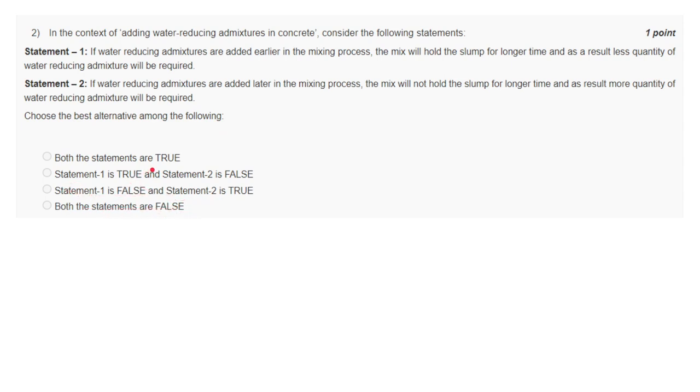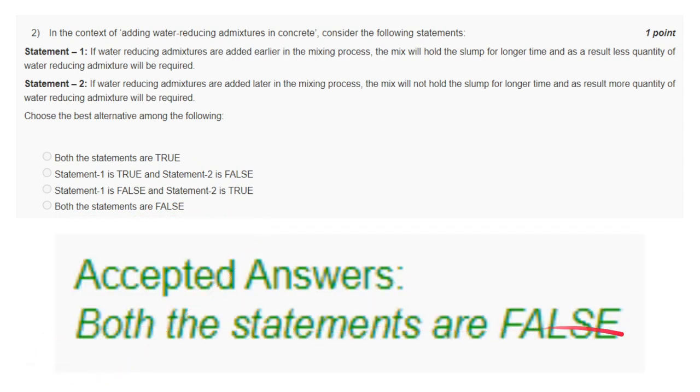So, if you remember, when using water reducing admixture in concrete, the timing is important. If water reducing admixtures are added earlier in the mixing process, the mix will hold the slump for longer time, that is true, but as a result, more quantity of water reducing admixture will be required, not less. So one is false. And similarly, if water reducing admixtures are added later in the mixing process, the mix will not hold the slump for longer time, that is true, but less quantity of water reducing admixture will be required, not more. So two is also false. The first part is correct, but the second part is wrong in both the statements. So both will be false, therefore the fourth option will be the correct one. As you can see, both the statements are false.